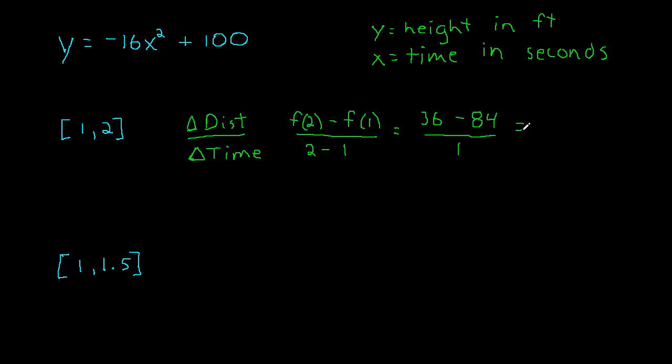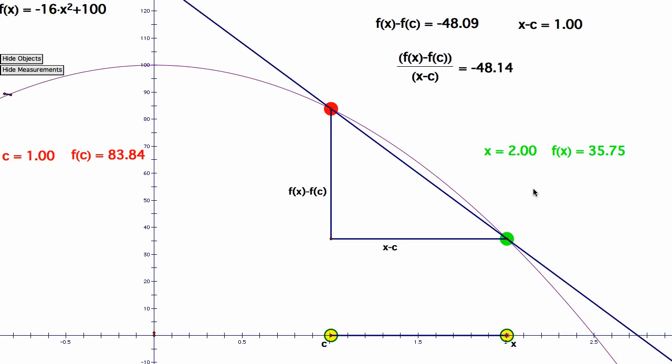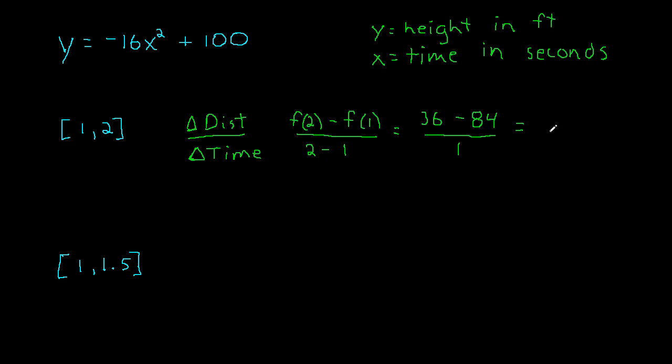And if we subtract 36 minus 84, we should get, what is that? We should get negative 48 feet per second. And I have that calculation right here. Again, getting some rounding error due to the fact that this is probably something like 2.001 out here or something. Okay, so we conclude that the average speed is negative 48 feet per second. Now the negative actually tells us something here. The negative simply means that this object is falling.